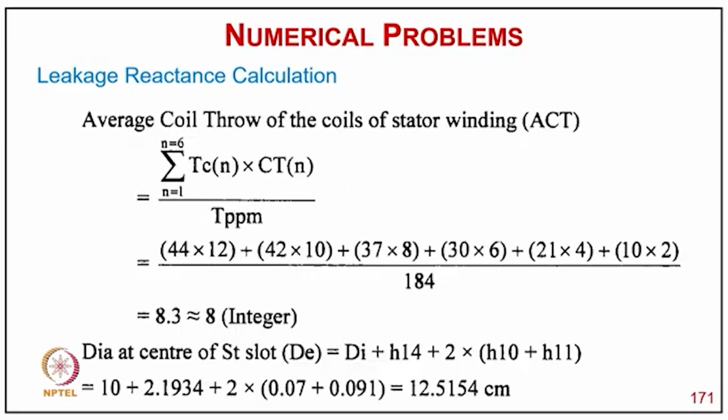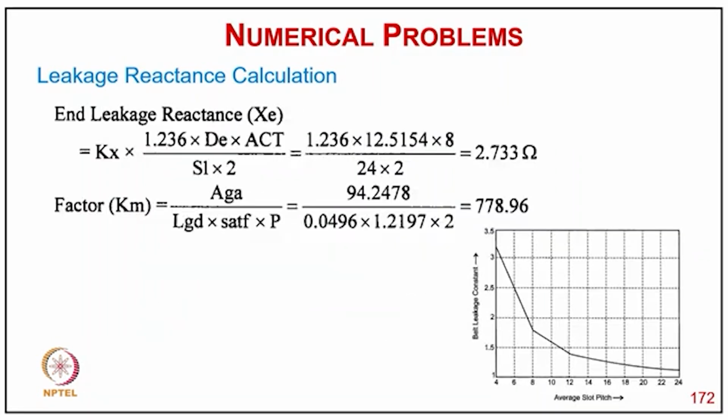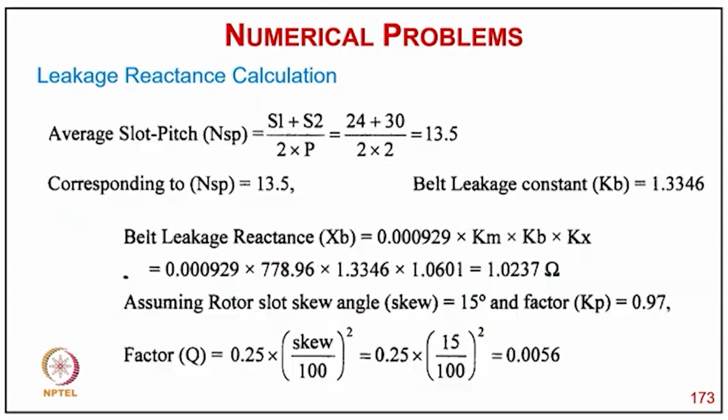Now the average coil throw of the stator winding, from this relation for 6 coils, putting all the values, comes to typically 8.3. We need an integer, so it can be approximated as 8. The diameter of the core comes with this relation to 12.5154, and the end rate leakage reactance, putting in all these, comes to 2.733 ohm, and the form factor, putting this value, comes to 778.96.